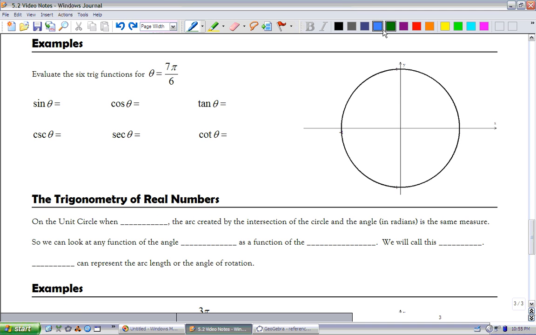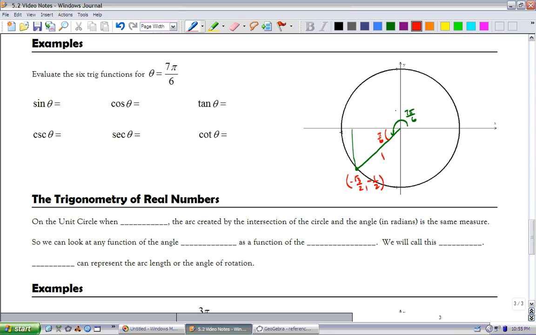Evaluate the 6 trig functions for 7 pi over 6. Well, conveniently, we just did 7 pi over 6. We figured out that its reference angle was pi over 6, or 30 degrees. And that gave us the coordinates negative square root of 3 over 2, negative 1/2. And we know that the radius is 1.